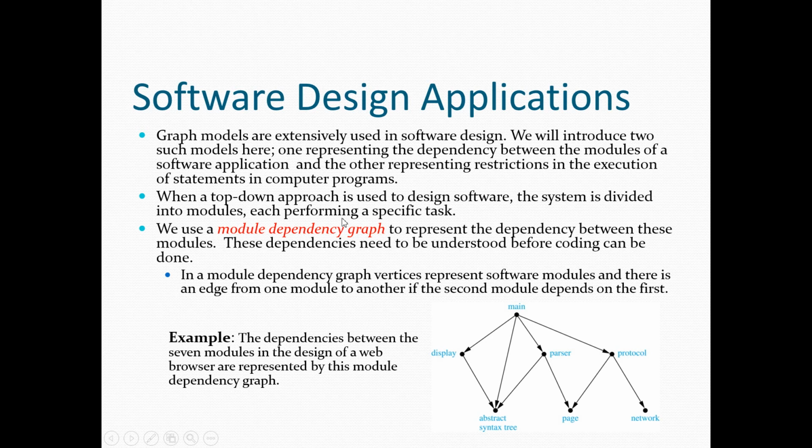When a top-down approach is used to design software, the system is divided into modules, each performing a specific task. So we use a module dependency graph to represent the dependency between these modules. These dependencies need to be understood before coding can be done. In a module dependency graph, vertices represent software modules, and there is an edge from one module to another module if the second module depends on the first. Okay, it makes sense, of course.